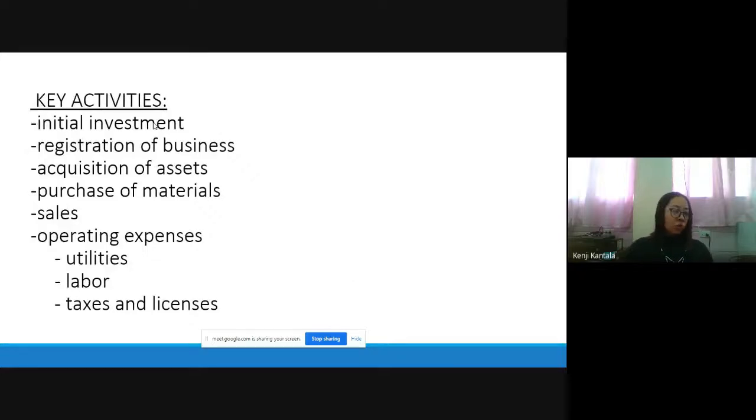So what are the usual key activities in a business na nire-record natin sa ating books of account? So we have here yung input ng initial investment. So yan, nire-record natin yan. We also have yung registration ng businesses. Also, acquisition of assets, purchase of materials. Then, during our operations, we record now yung sales natin at saka mga operating expenses natin. So, that includes yung utilities, yung labor, taxes, at saka licenses ng negosyo natin.